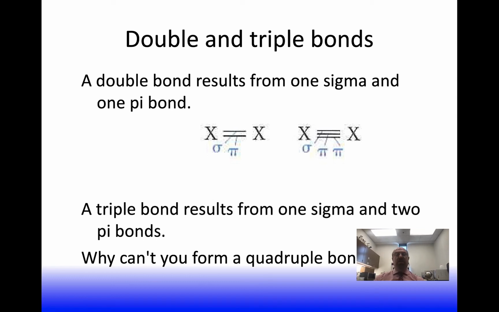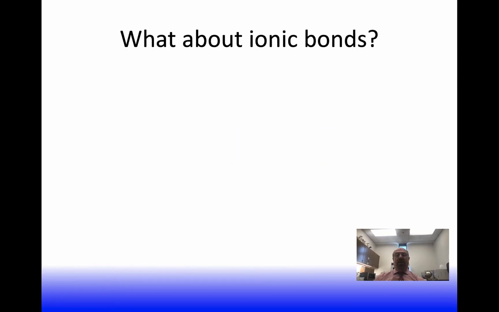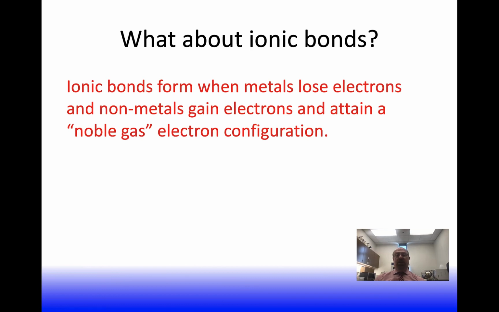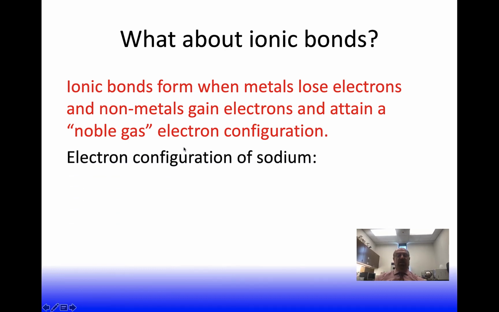Now that doesn't mean you can't get an atom forming four bonds, but it can't form four bonds to another atom. That's not allowed. Spatially, it's impossible, okay? It's spatially not allowed and can't happen. Now, what about ionic bonds? So in our ionic bonds, metals are losing electrons, nonmetals are gaining. Talked about this a bunch of times. And they're still going to end up with a noble gas electron configuration.